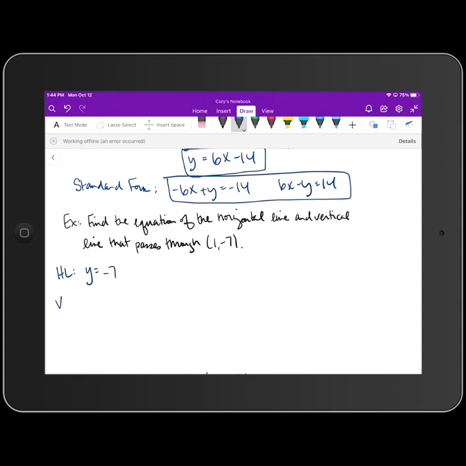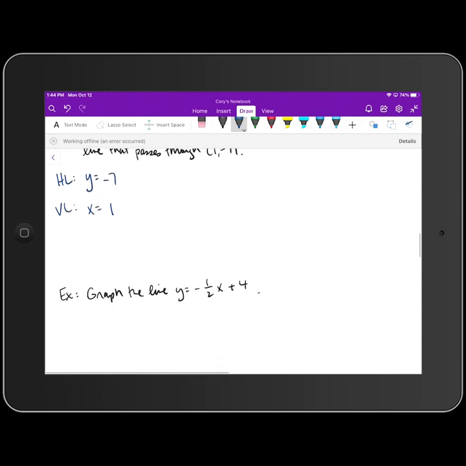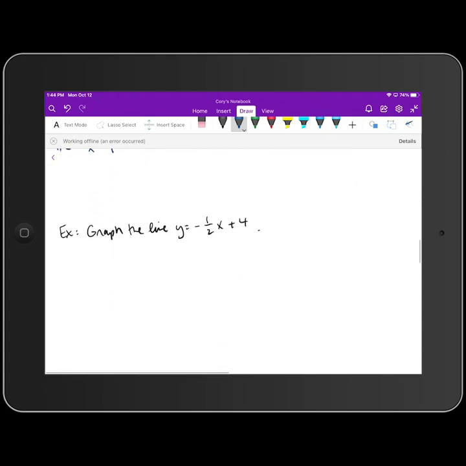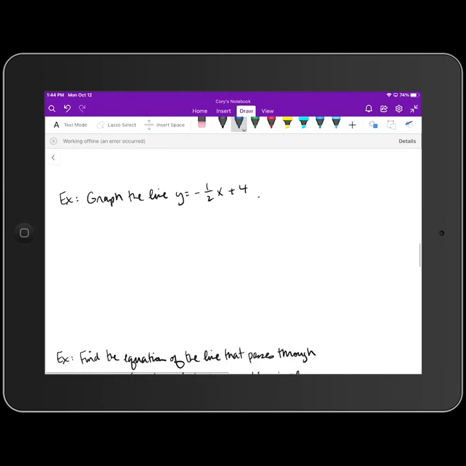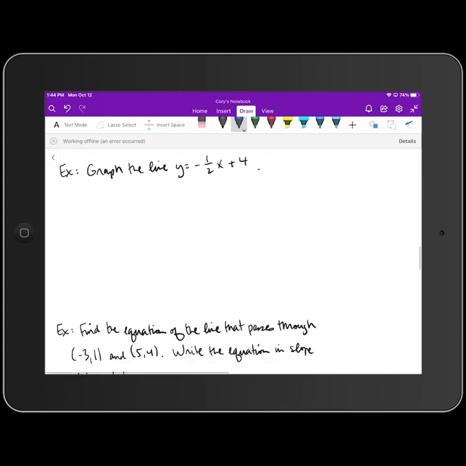If we want the vertical line that passes through that point, vertical lines are of the form x is equal to some number. So for that line to pass through the point 1 comma negative 7, our line has to be x is equal to 1. That's the only vertical line that's going to pass through that point. Okay, so on to the next one. The directions say to graph the line y is equal to negative 1/2 x plus 4.